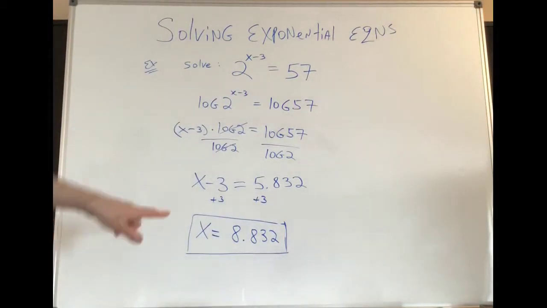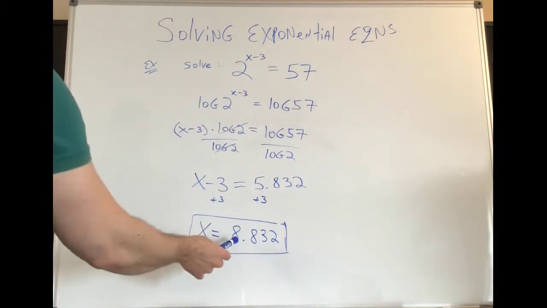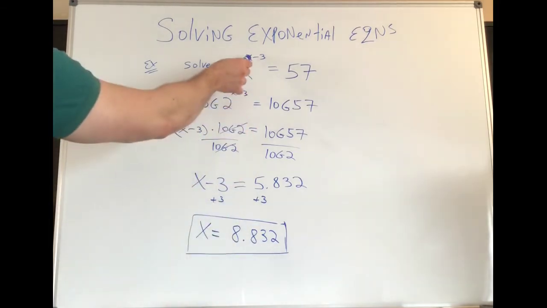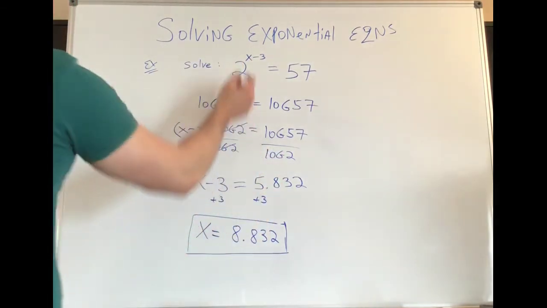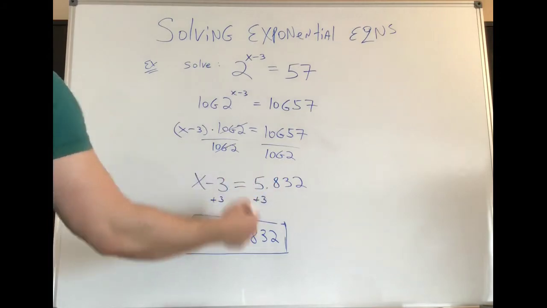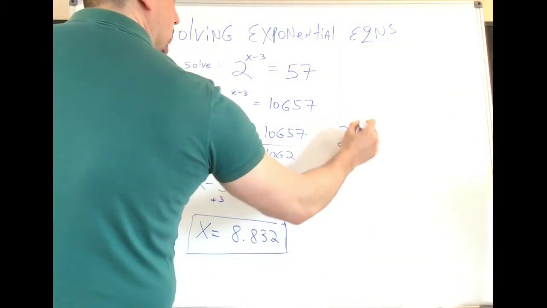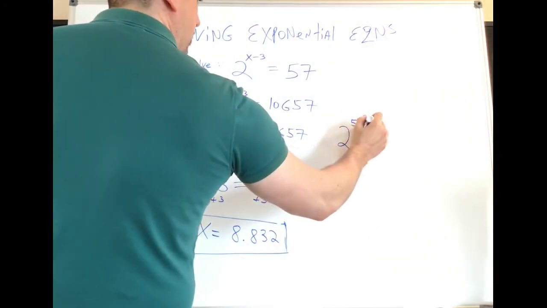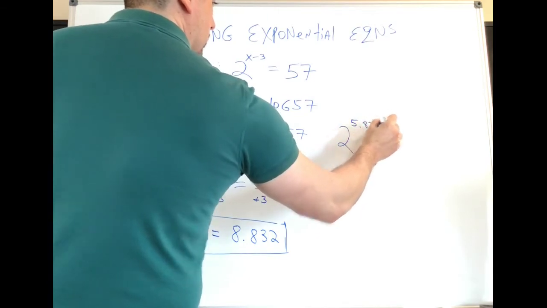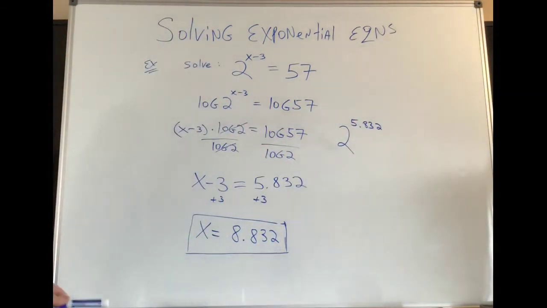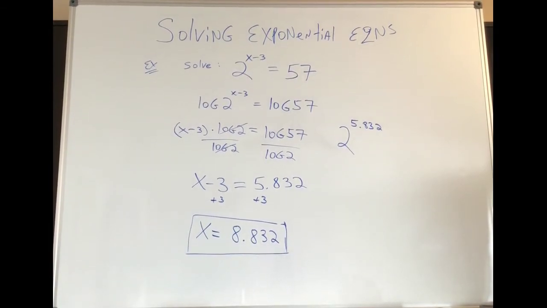All right, now, I am going to check it. I'm going to put 8.832 up in there. Now, I have to subtract 3 from that, which is that. So I want to do 2 to the 5.832. And I better get something close to 57. I'm not going to get 57, I'm going to tell you right now, because I rounded too much. I'd have to take this thing out to like 7 decimal places to get it right. But I should be pretty close.